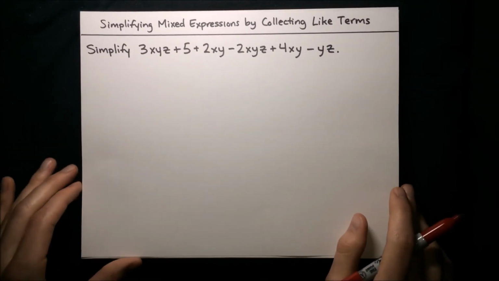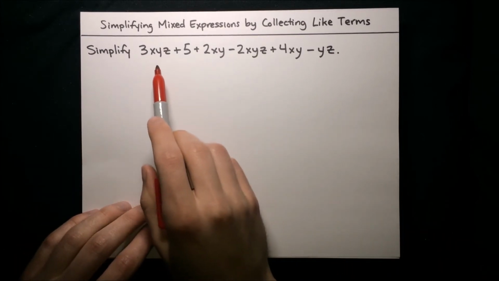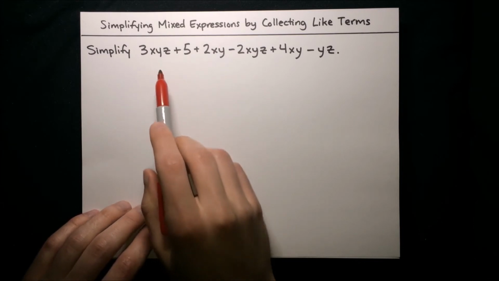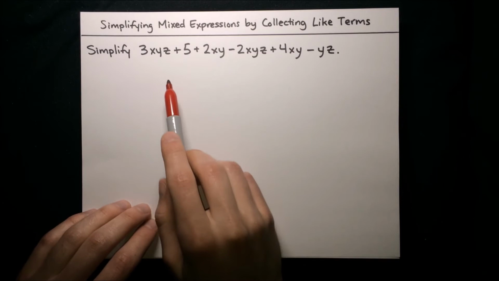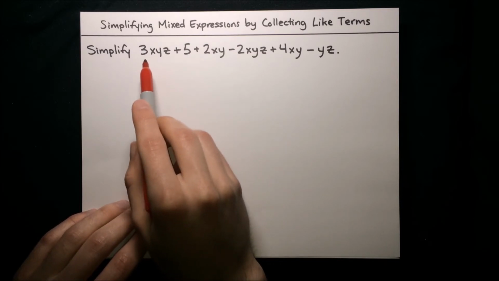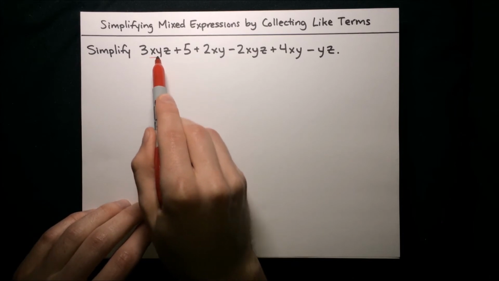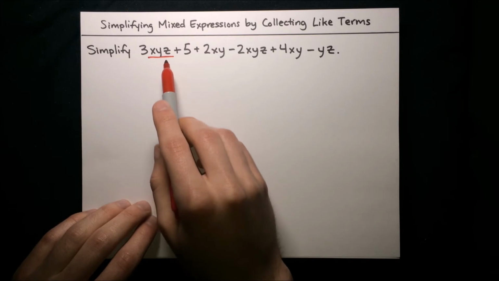Alright, here's our final example, and it's really similar to the previous one. We just have several more terms here and some more variables too. We've got 3 variables this time. But the same idea. So first, let's try to get like terms together. So looking from left to right, we first see an xyz here. And so let's look for other terms with xyz's.